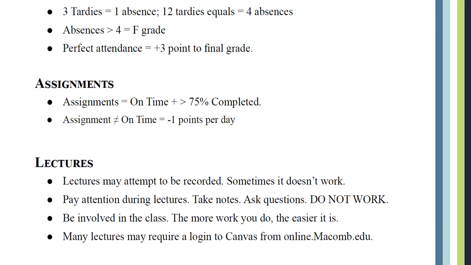Absences greater than 4 equals an F grade. Perfect attendance, meaning that you're here every day, means you get 3 points added to your final grade, which is pretty awesome.